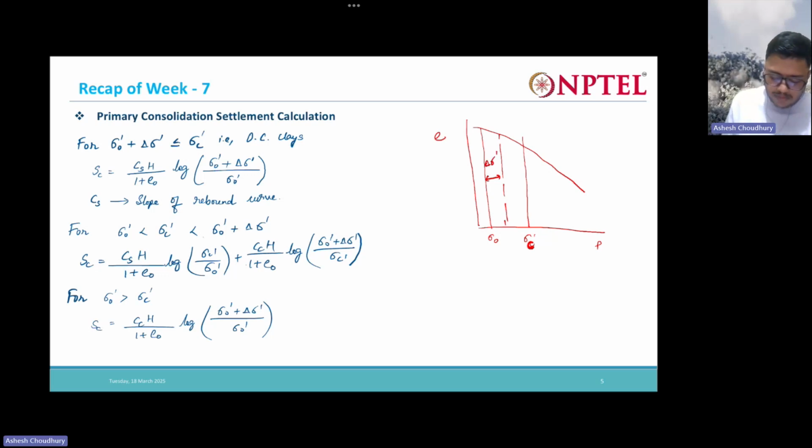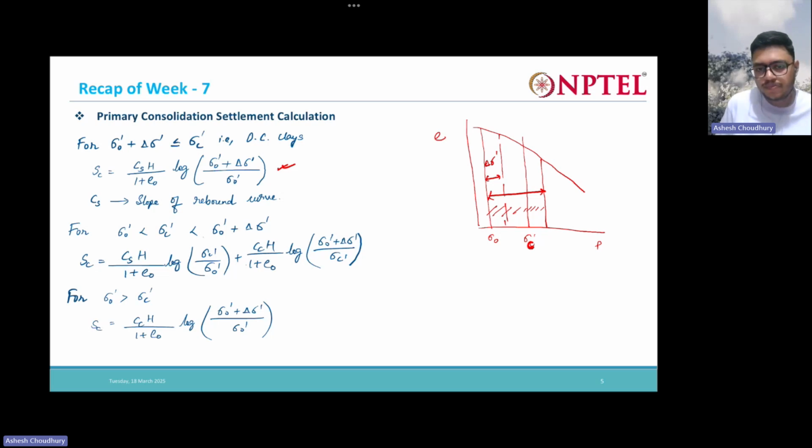In that case, if you want to find out the settlement, we use this relation: Cs H by 1 plus e naught, log of sigma naught plus delta sigma by sigma naught. Now what is Cs? Cs is nothing but the slope of our rebound curve. Now, say our delta sigma is this much. Then for this part, up to this level, we have to use the Cs, and from here to here we will use the Cc.